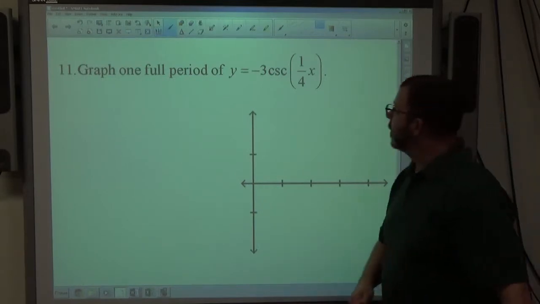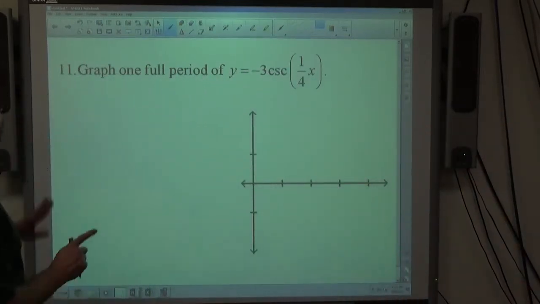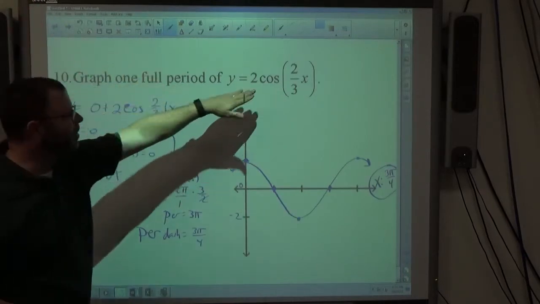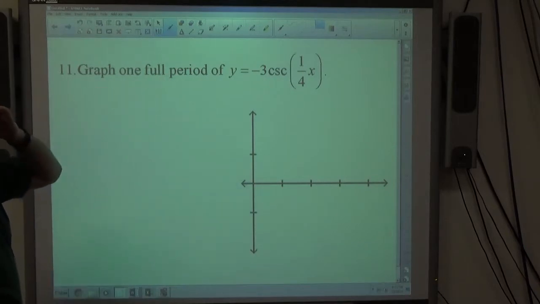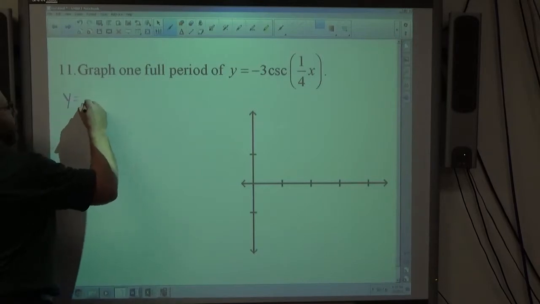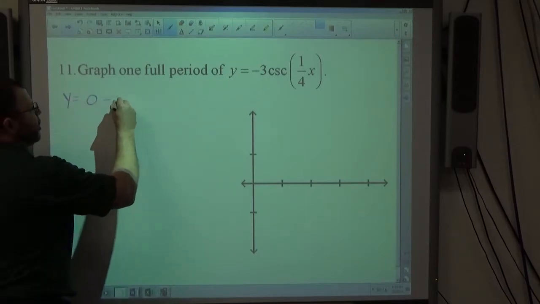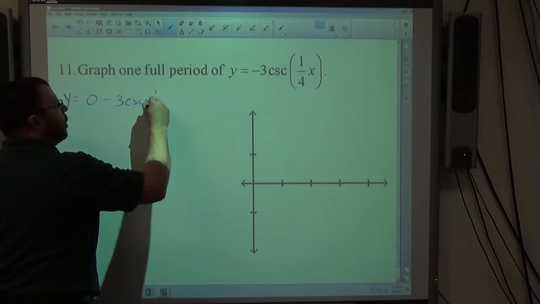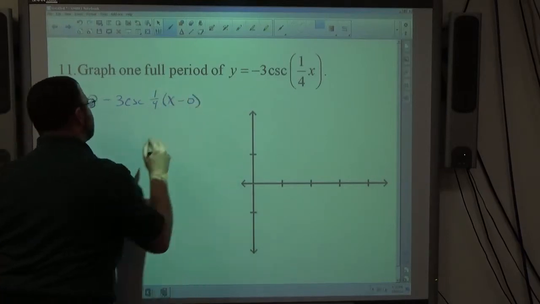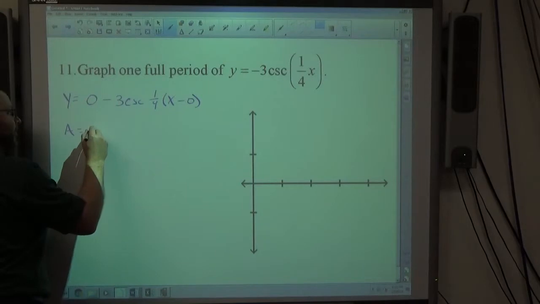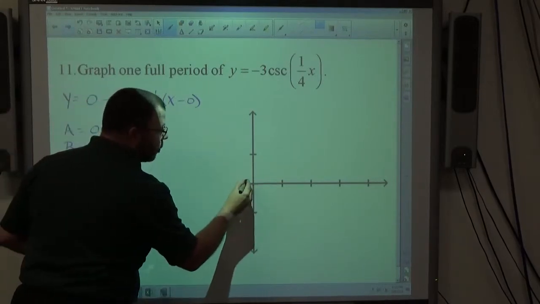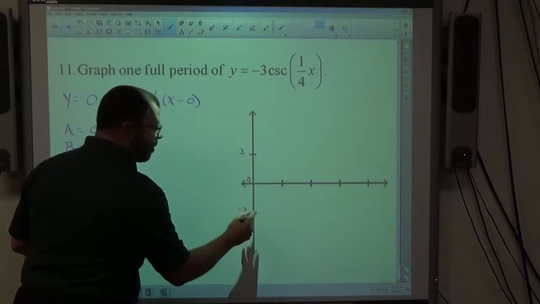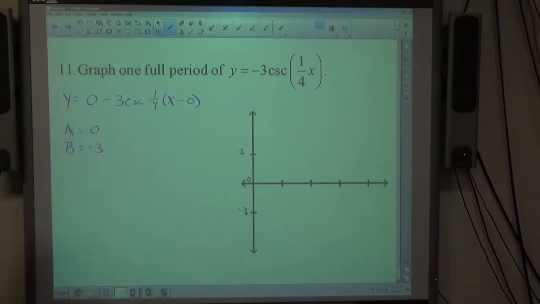Number 11, one full period of -3 cosecant of 1/4 x. Expect this to be sine or cosine, so know your sine and cosine graphing technique. Expect this to be secant or cosecant. -3 cosecant of 1/4 x. So again, if I go to the full out version of this, it's 0 minus 3 cosecant of 1/4 parentheses x minus 0. So I can see that a is equal to 0, b is equal to -3, which means I'm going to go 0 here, 3 up and 3 down because the amplitude is 3. Imagining a sine function.